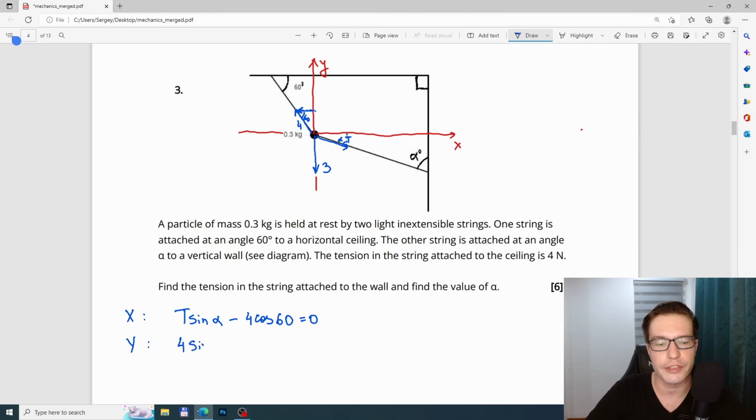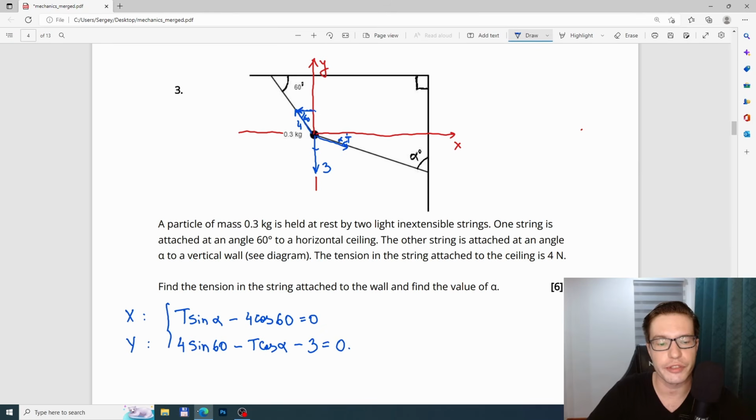Now on the y-axis, the y component of 4 newtons is opposite of the angle of 60. So it's going to be 4 sine 60. Now the tension on the y-axis acts downwards. So it's going to be minus T. And also the y component of T is adjacent to angle alpha, so it's going to be minus T cosine alpha. And don't forget we also have the weight of the object, which is 3 newtons. So minus 3, because it's in the opposite direction of my y-axis.